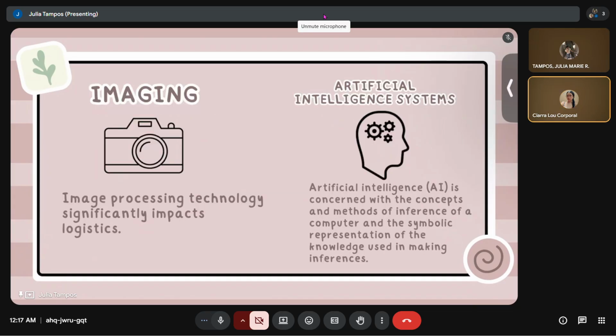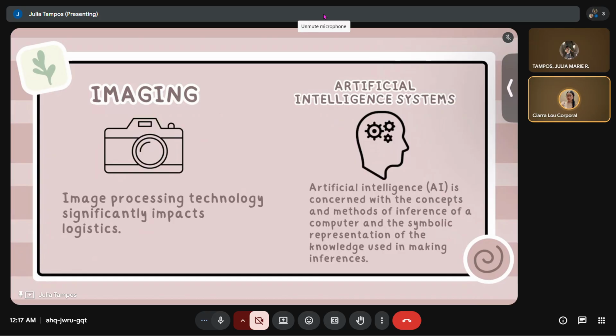Next, we have imaging. Imaging refers to the use of image processing technology to capture, store, and manage documents or pictures in digital form. For example, instead of keeping paper copies of delivery receipts, the company scans them into a computer system so they can be viewed, shared, and stored electronically.